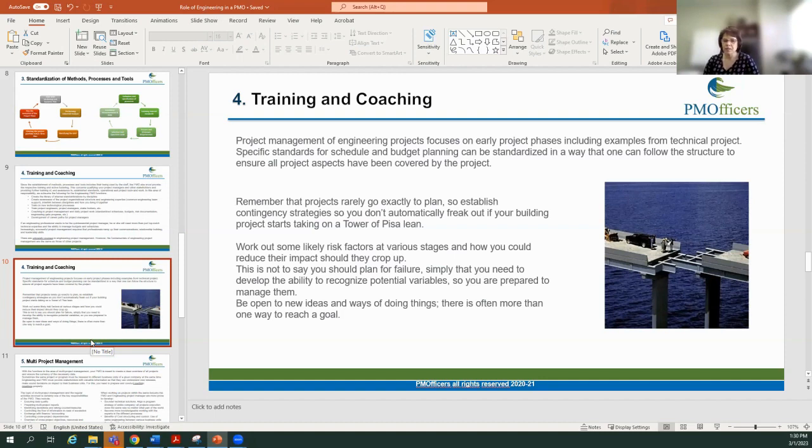We also have to be realistic that even the most well-developed projects are rarely going exactly to plan. There is always some sort of risk in there. So establish contingency strategies so you don't automatically freak out if your building project starts taking a Tower of Pisa kind of lean, or like the picture that you see on the screen, where engineering is coming back from two sides, construction, and they meet in the middle saying, what happened here?